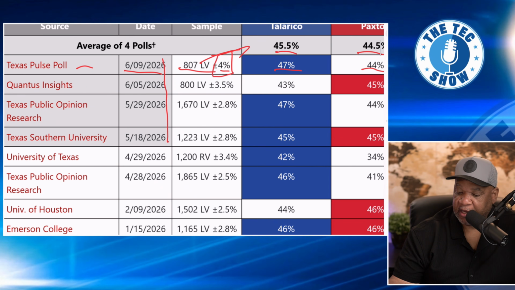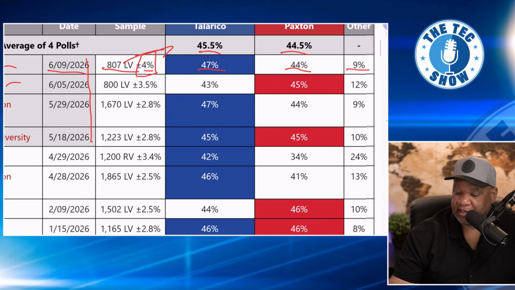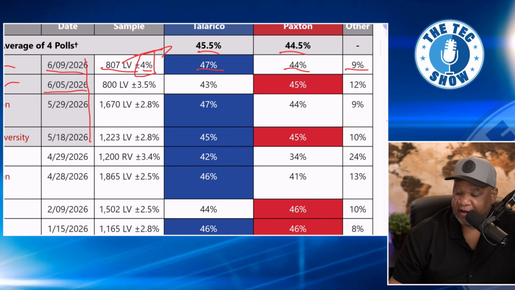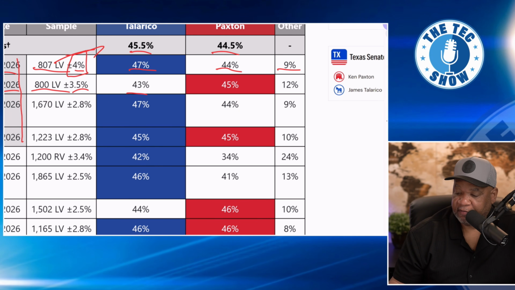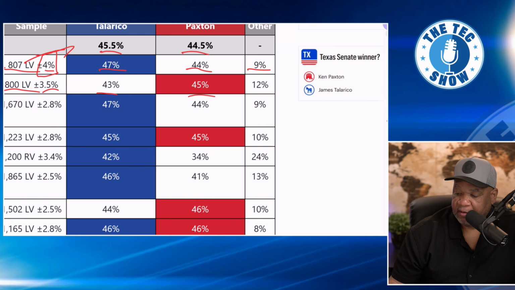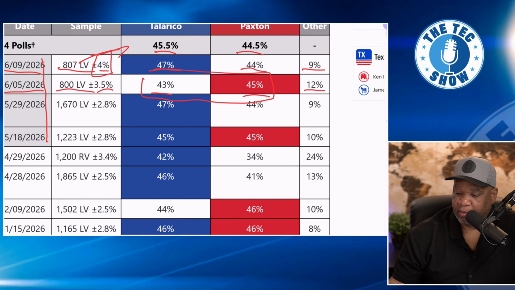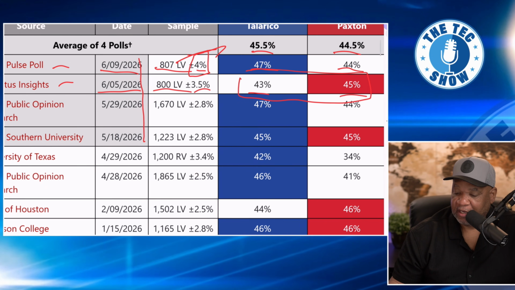Now, if we go down, we look at Quantis Insights. This was posted on 6/5/2026. 800 likely voters, margin of error there plus or minus 3.5%. Talarico at 43%, Paxton at 45%, other at 12%. This is another poll that's within that margin of error of 3.5%, so there's no clear leader.